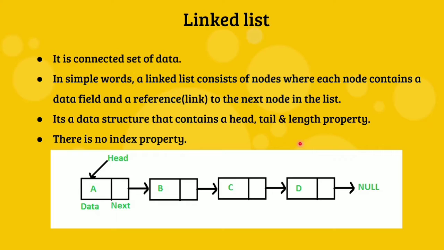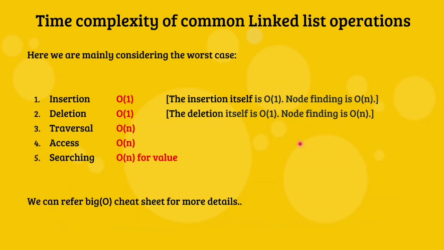Once we know what a linked list is, it's time to see various common operations and their time complexity in case of a linked list. So let's begin. Here we will mainly consider the worst case scenario. Firstly, we will see insertion. For insertion, the time complexity is O(1).